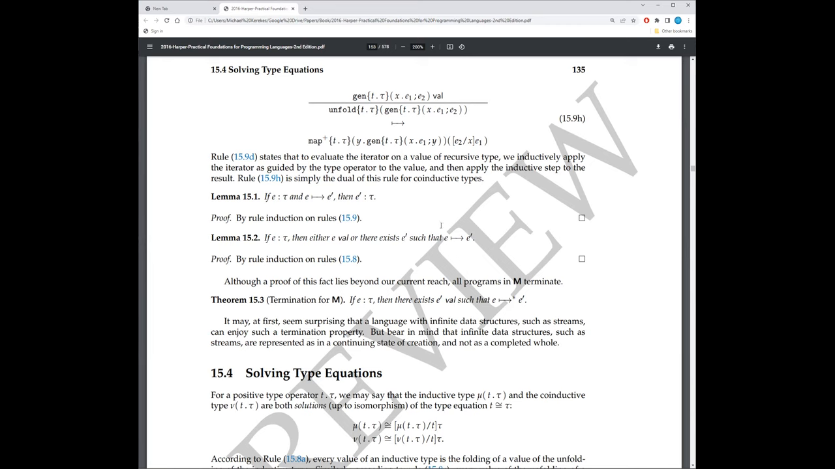So when you reduce an expression, it's either a value or there's some reduction of it. And then all these programs are terminating, so they're total. Right, so the star just means after many steps you'll get to E prime.